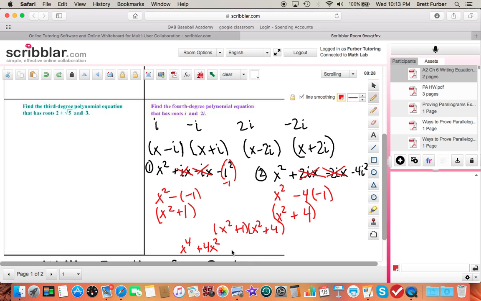Inner is 1 times x squared, so that's x squared, and 1 times 4 is 4, and then you should see that these combine. So my final answer is x to the 4th plus 5x squared plus 4. And that's my final answer for this one. So not quite as difficult as the one with binomials.